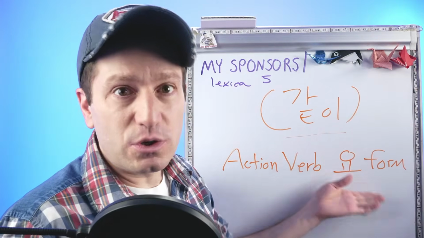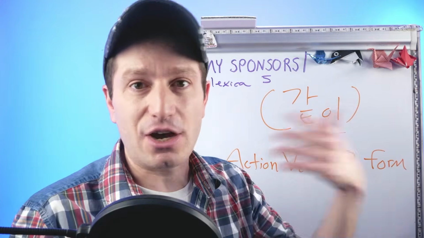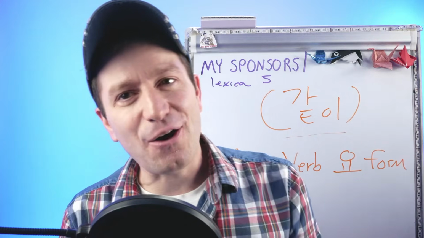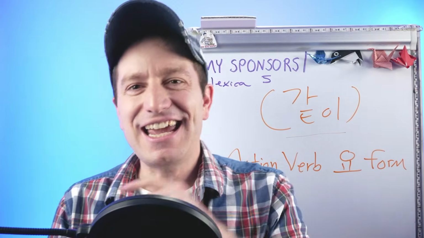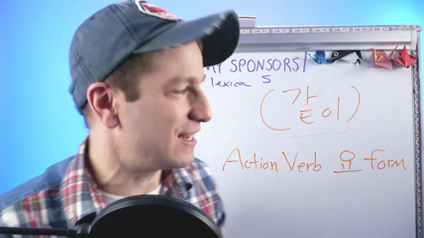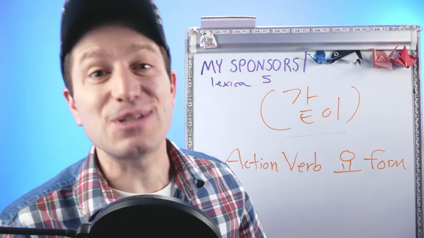You can use the regular yo form as a suggestion as well to say, let's go. 이제 가요 could be, I'm leaving now. Or, 자, 가요. Hey, let's go. Or like, 가요, you go. It can have all those meanings. So I recommend using it with 같이, but it can mean let's do something.